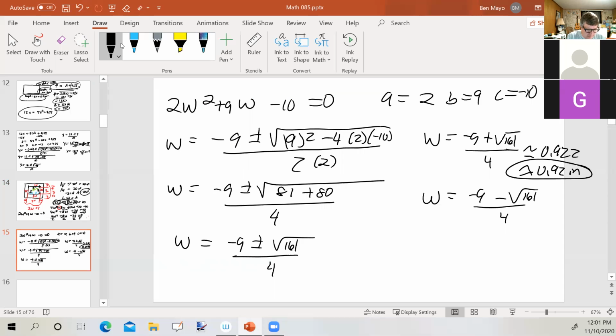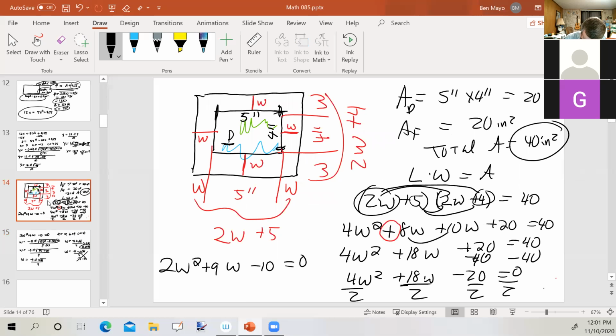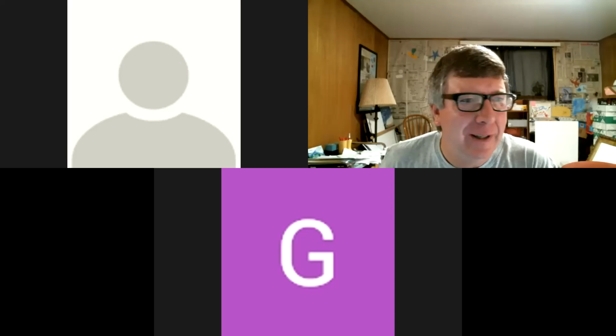The other one, I get negative 5 point, well, it doesn't really matter because again, negative can't work in this problem. So what is that uniform width? 0.92 inches. So almost an inch of that mat all the way around the picture. All righty. And with that, I think I better quit while I'm almost ahead. So I'm going to stop the recording.